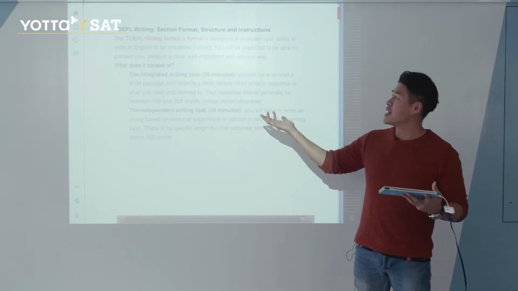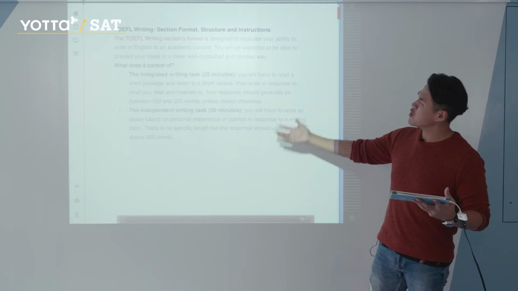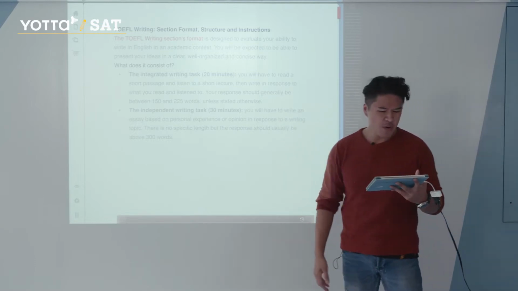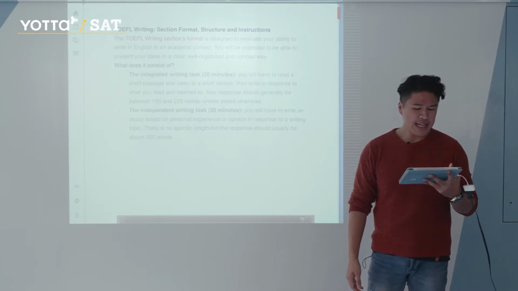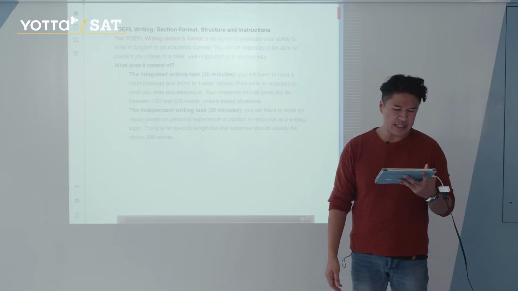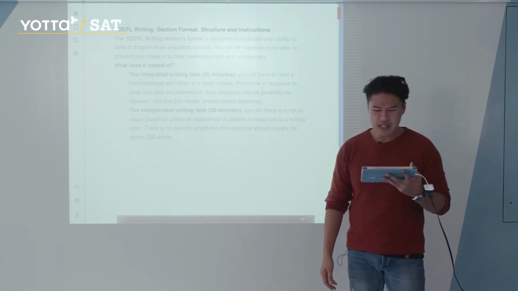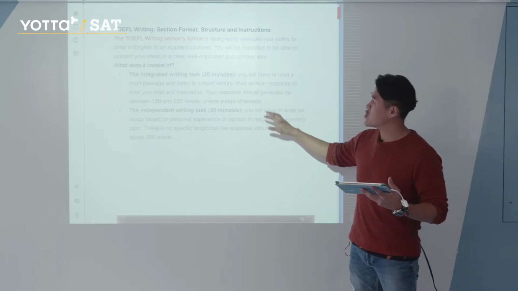The last portion is the TOEFL writing. All right, so the TOEFL writing structure looks something like this. The TOEFL writing section format is designed to evaluate your ability to write in English in an academic context. You'll be expected to present your ideas in a clear, well-organized, and concise way. There are going to be two writing tasks. One is 20 minutes, one is 30 minutes.